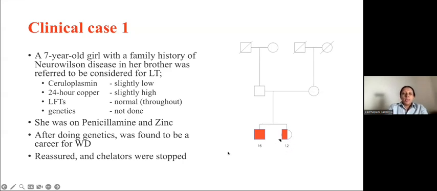So the message from this case is that within a few months, with genetic testing, the child who was being treated as a patient became a normal carrier. So it is very important. We reassured the patient and the chelators were stopped.